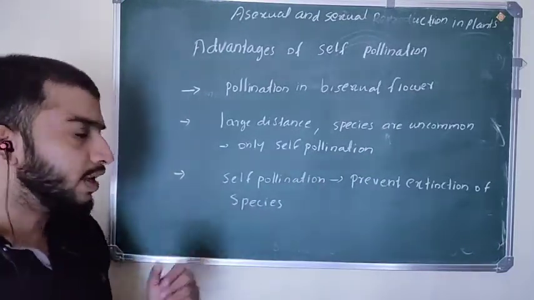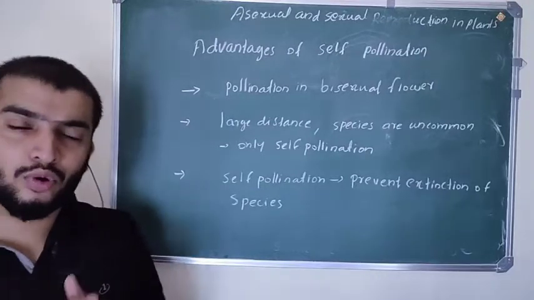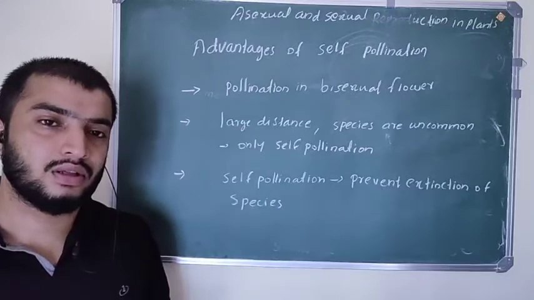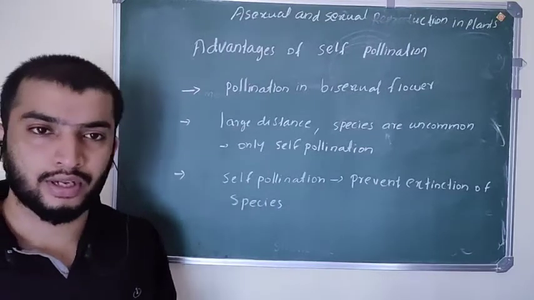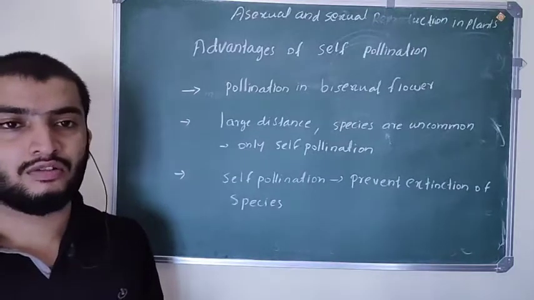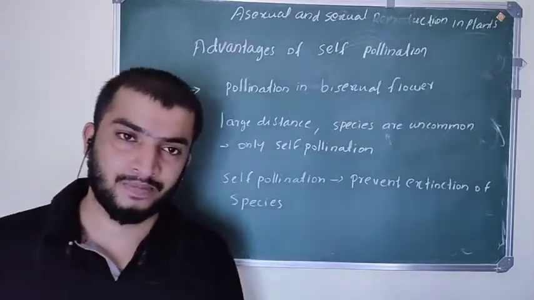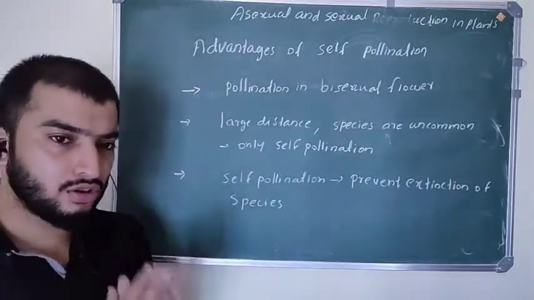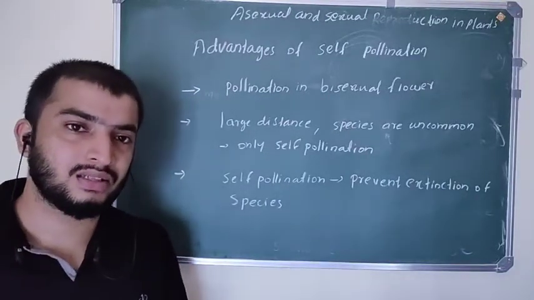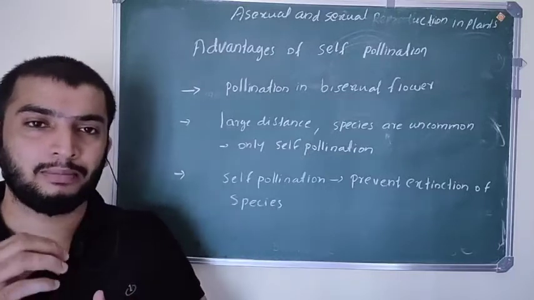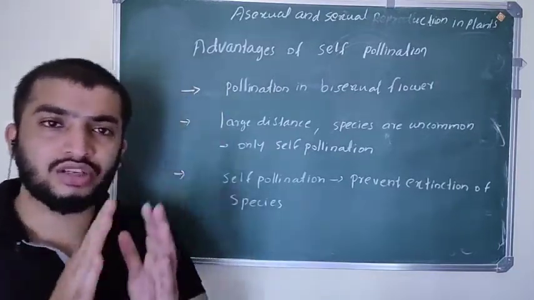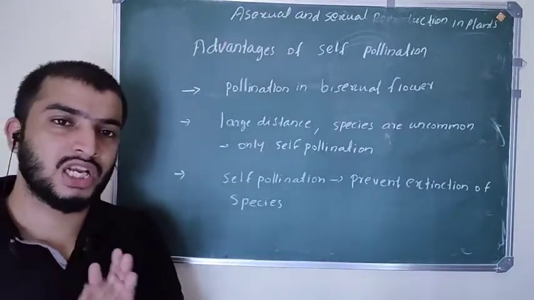Then if cross-pollination is not at all possible, what happens? The next generation is not going to happen. So plants depend on self-pollination to prevent extinction. Okay, so if there is no cross-pollination, what happens? Self-pollination takes place in plants for what purpose? To prevent the extinction of the species. So these are the advantages of self-pollination.